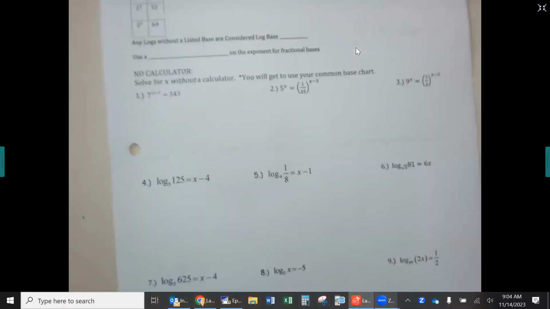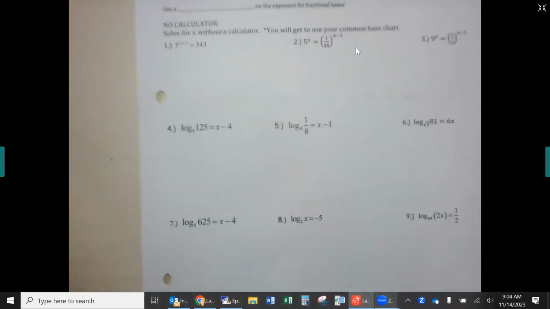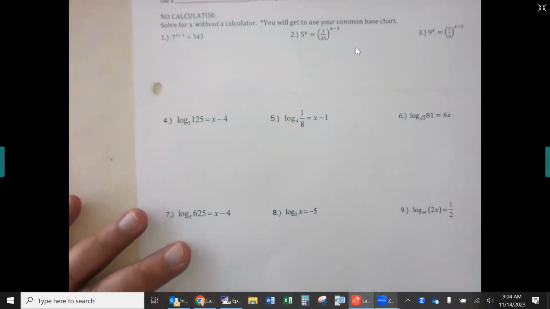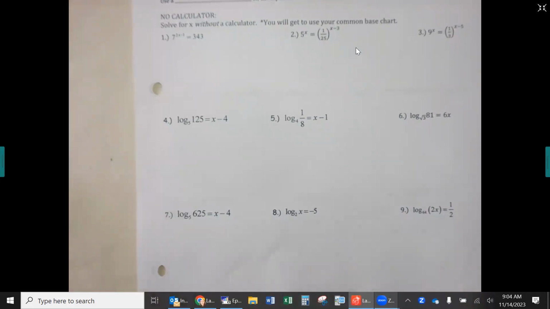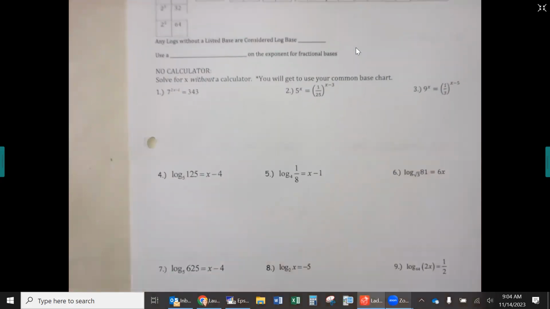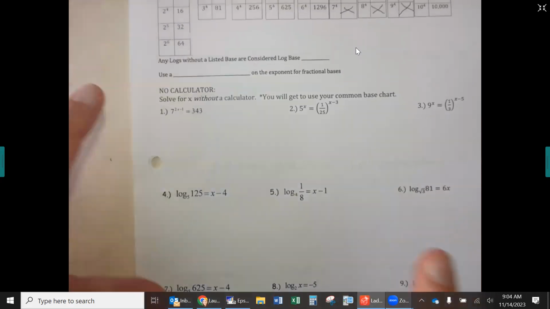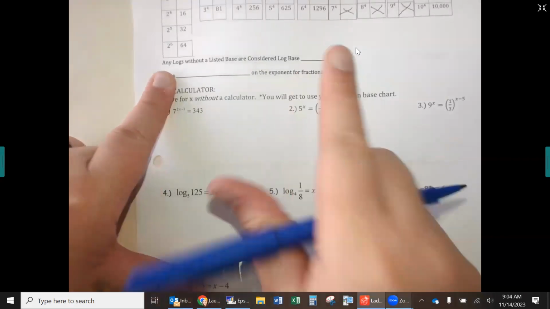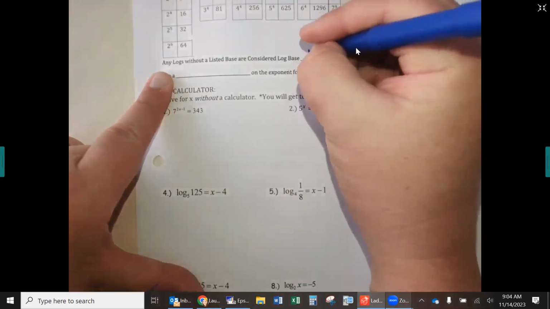Okay, take a look at your top section here. We're not going to do all of these. We're just going to do a couple of them to make sure that you're able to get started. So you have your common base chart there at the top. Any log that doesn't have a listed base, do you remember what it is? It is 10. Very good. So if you want to fill in the blank here, any logs without a base are considered base 10.